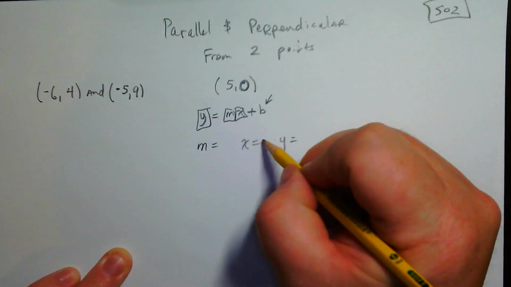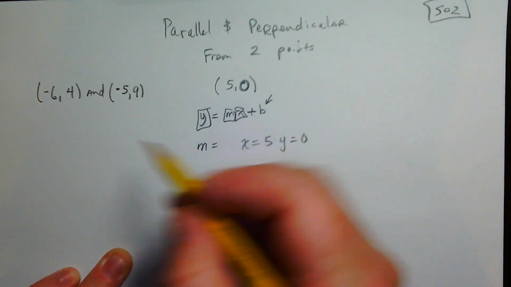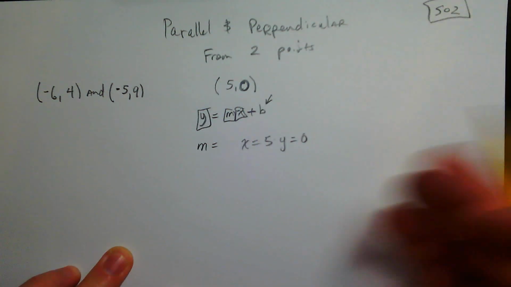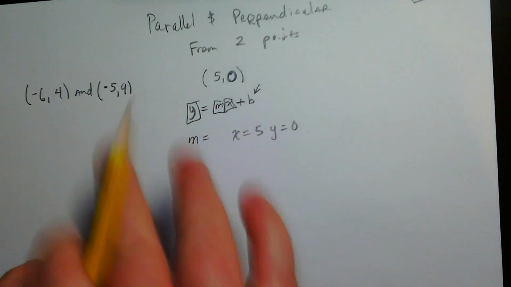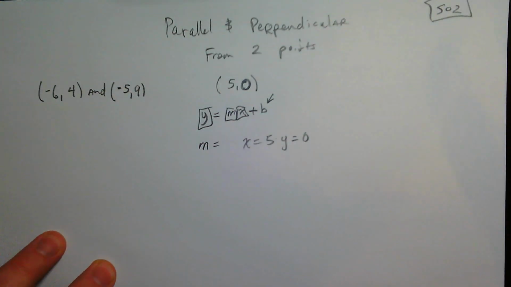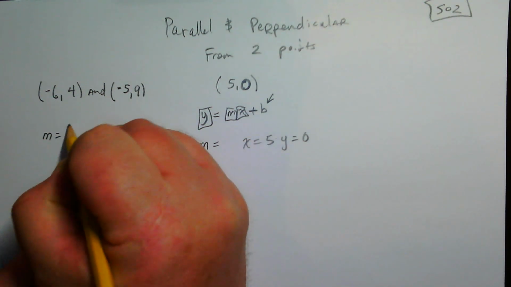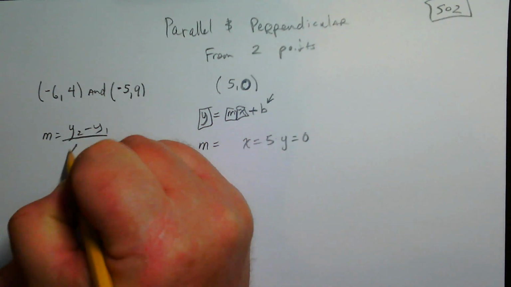Now we're told x and y is 5 and 0, so that's easy. We have to find our slope, though. And so you have to make sense of the clues right here. This is the last major type of thing you're going to see, 2 points. So to figure out the slope of a line that goes through 2 points, you just use your formula, right? y2 minus y1 over x2 minus x1.